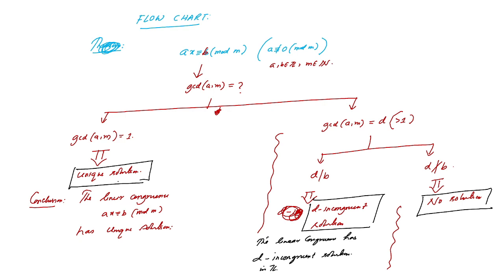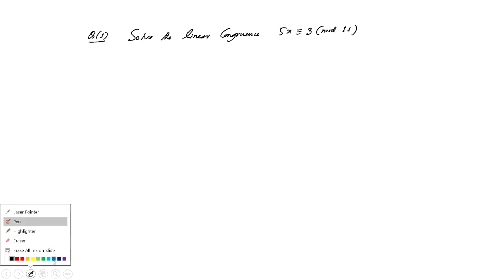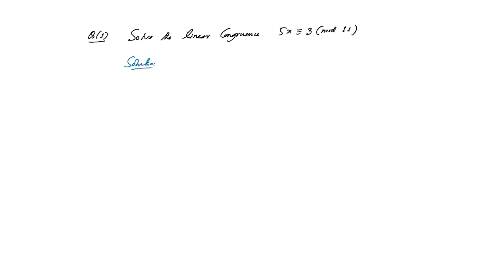Now we'll solve one important problem. Question 1. Solve the linear congruence 5x congruent to 3 mod 11. How will we solve this? This is basically a linear congruence.